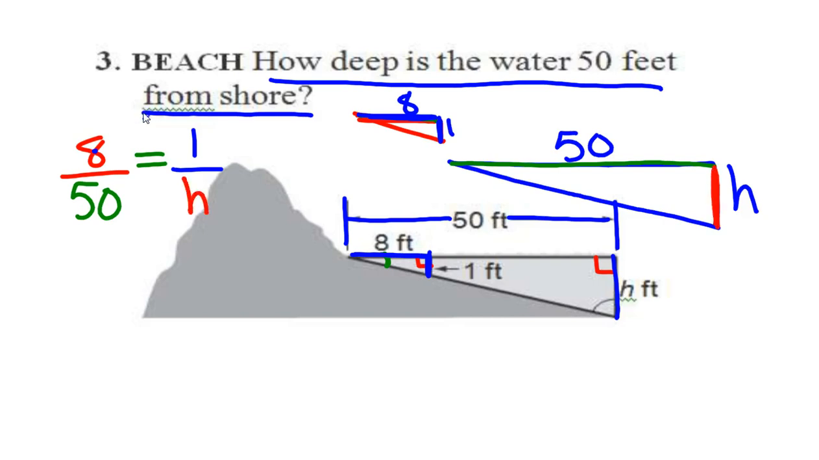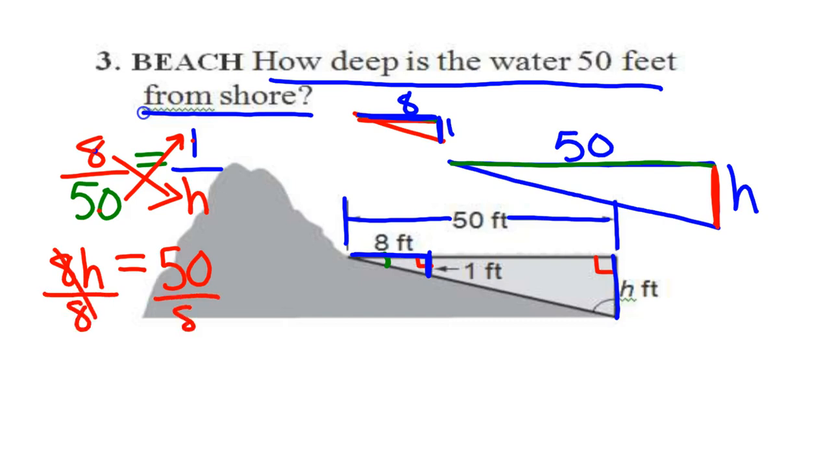Okay, now we can solve it for our unknown. Top times bottom, which is 8H, is equal to bottom times top, which is 50. Okay, let's go ahead and solve that. So we're going to divide by 8 on both sides. So H is going to be equal to 6.25 feet, or 6 1/4.